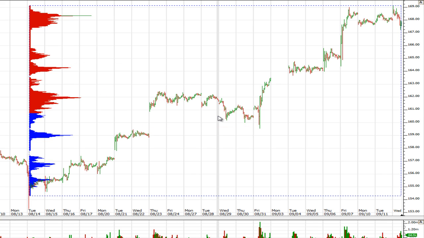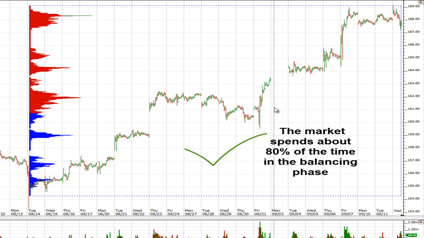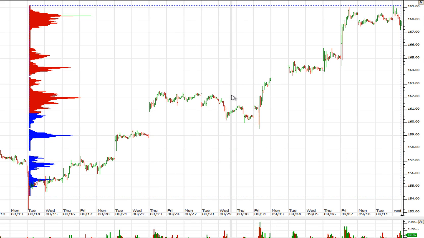Now what you have to realize about the markets is that their two basic conditions, like we said, are trending and balancing. But the balancing condition is what the market does about 80% of the time. Estimates range between 70 to 90% based on the market. But in general, that's what the market spends most of its time doing. And this makes sense if you think about the purpose of the market. Like we said, its purpose is to facilitate trade. And it facilitates trade when buyers and sellers agree on a fair price. And so it makes sense that it spends the majority of the time doing its very purpose.